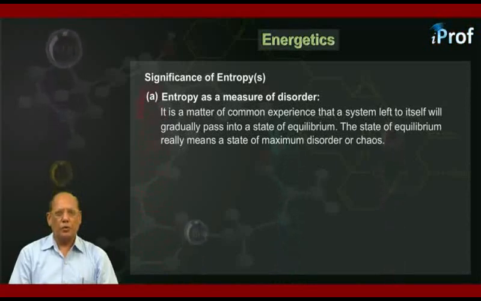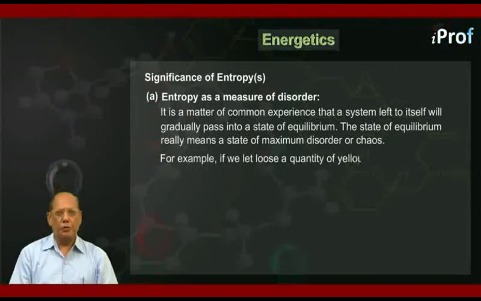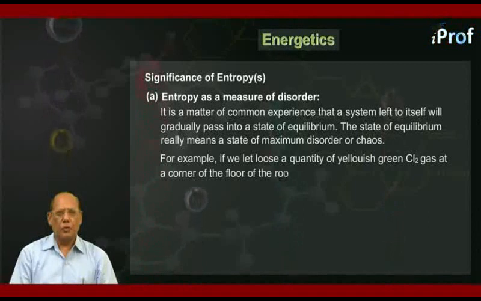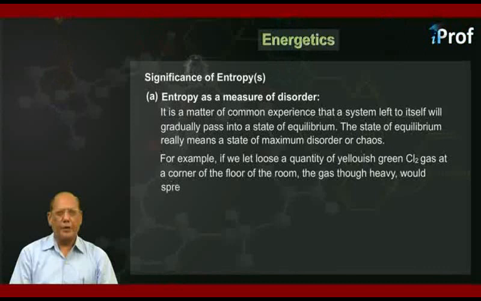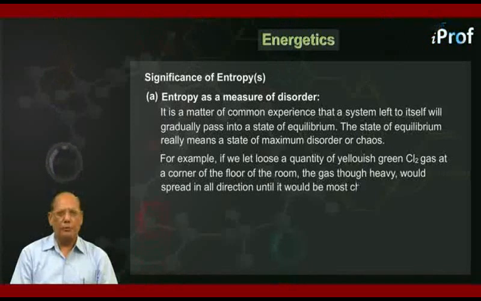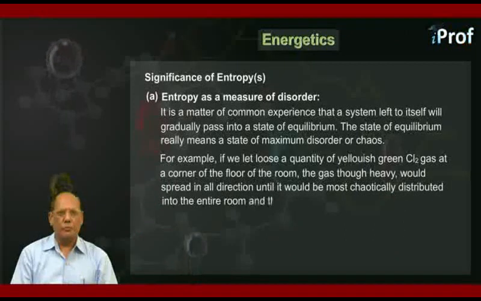For example, if we let loose a quantity of yellowish green glowing gas at a corner of the floor of the room, the gas, though heavy, would spread in all directions until it would be most chaotically distributed into the entire room, and the equilibrium would be reached.